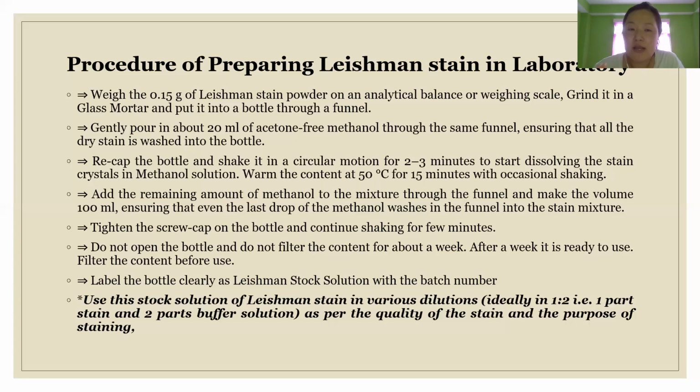If you want to make a working solution from the stock solution, ideally you do a 1:3 proportion. One part is the stain stock solution you prepared, and 2 parts are buffer solution. When you want to use it, bring the stock solution, take 1 part of the stain and 2 parts of the buffer solution, and mix it. If you see anything granular, you can also filter it. That is how you can prepare a Leishman stain in your laboratory if you have Leishman powder. If you have a commercially prepared Leishman stain, then you are ready to go.